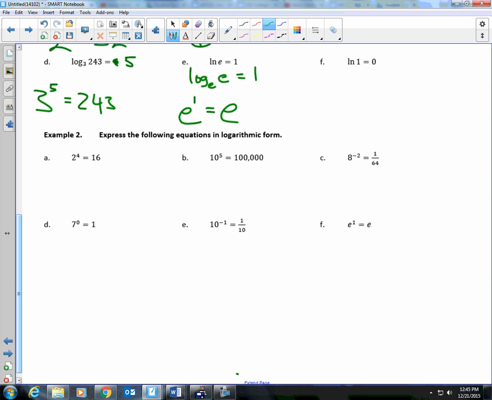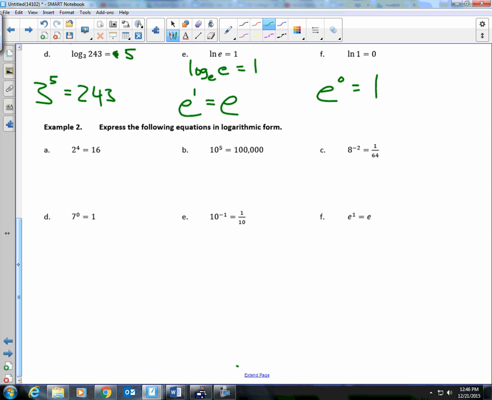How would I write the next one? What's my base? e to the 0 is equal to 1. A, 2 to the 4th is 16.